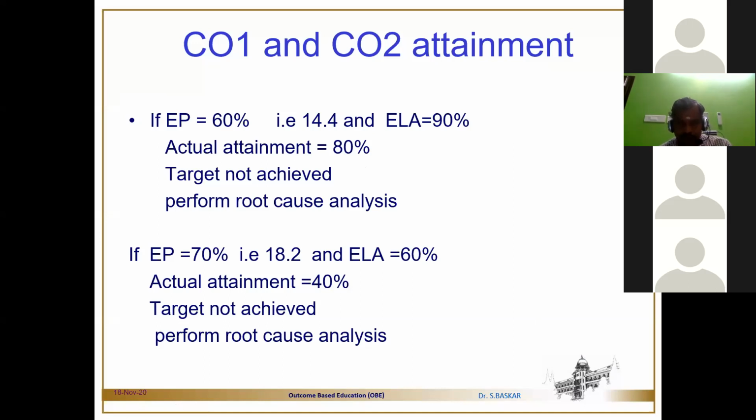Based on the same methodology, we are going to calculate the CO2 attainment. But for the CO2, I have 2 different targets. Here the target is 70%, the expected proficiency is 70%, and the expected level of attainment is 60%. The total marks allocated to CO2 will be 26. Therefore, 70% of 26 will be 18.2.